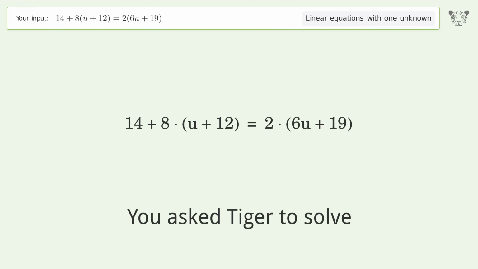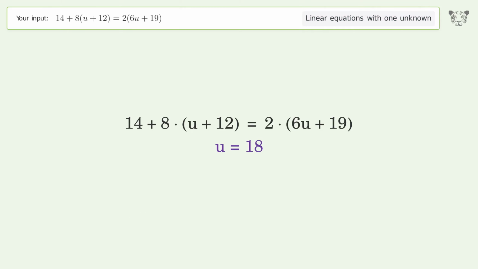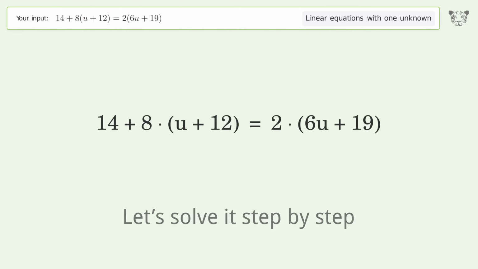You ask Tiger to solve. This deals with linear equations with one unknown. The final result is u equals 18. Let's solve it step by step.